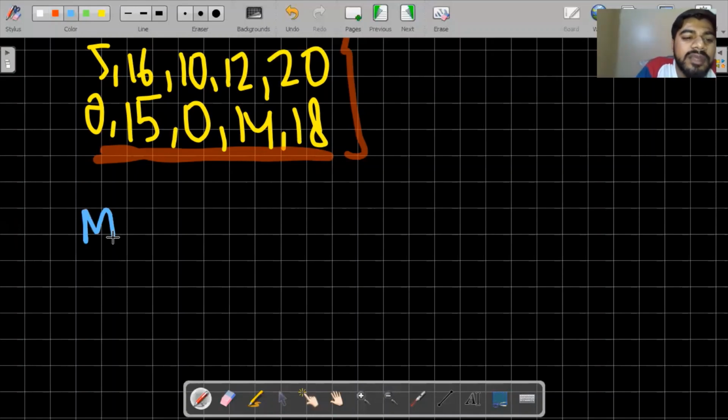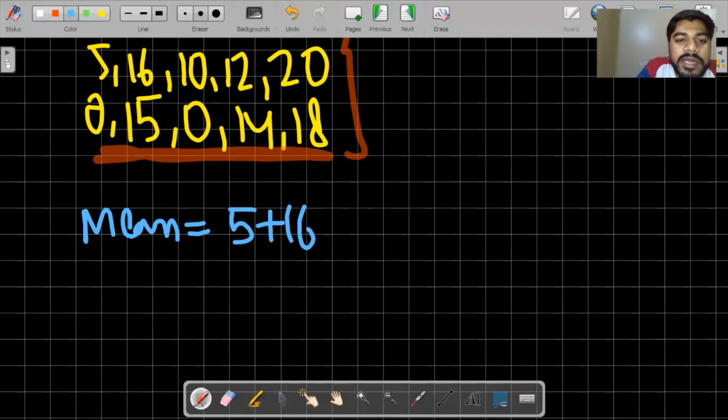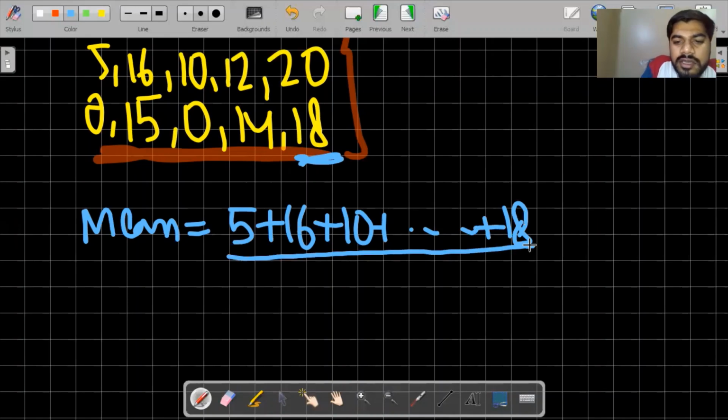That's quite easy, because for finding mean, it's not a big deal. You have to just sum up all the values and divide by the number of values. So 5 plus 16 plus 10 plus dot dot dot, and the last term here is 18. I am just giving spaces. You can just calculate it by yourself, divided by 10 because we have 10 values. I'm calculating it right now. Meanwhile, you can also find the sum.